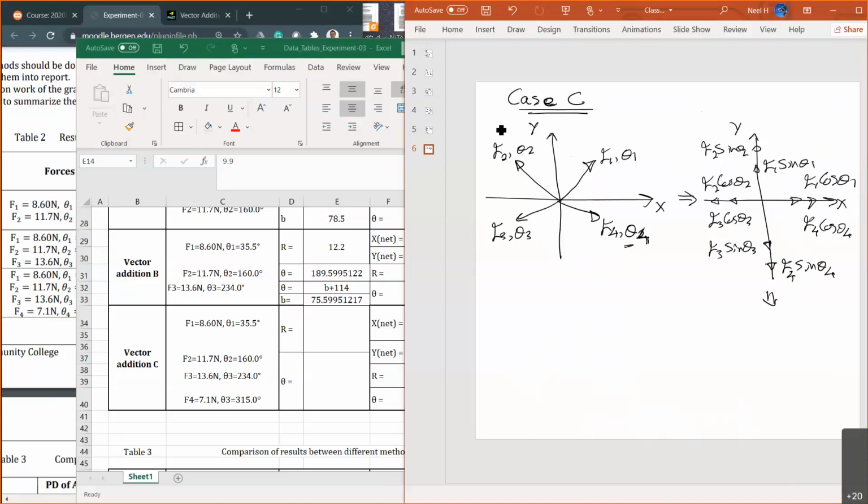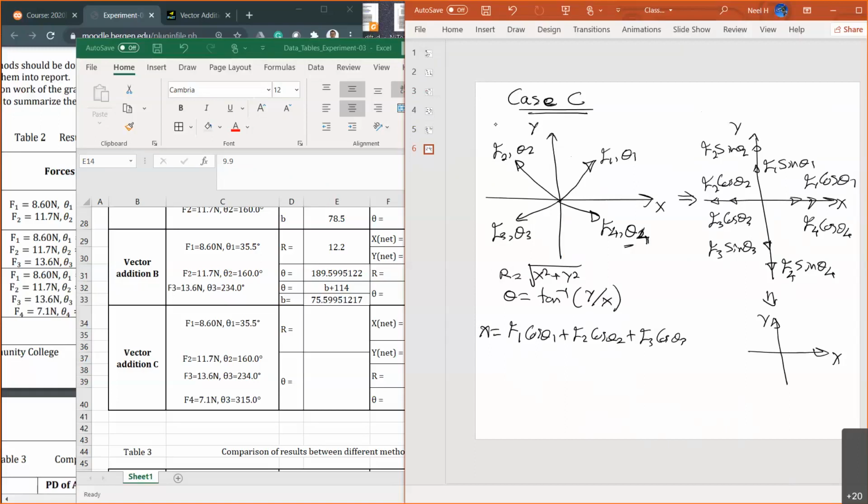So I have to find the resultant x and y, and then eventually you will get one x and one y. Then your R is going to be the square root of x squared plus y squared, and theta is arctan of y over x. Okay, let me write down the total x and total y. This is going to be F1 cosine theta 1 plus F2 cosine theta 2 plus F3 cosine theta 3 plus F4 cosine theta 4.